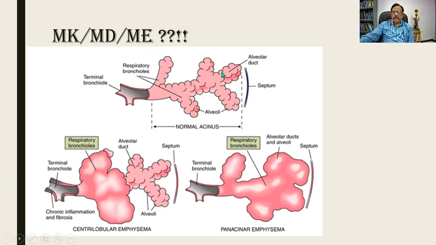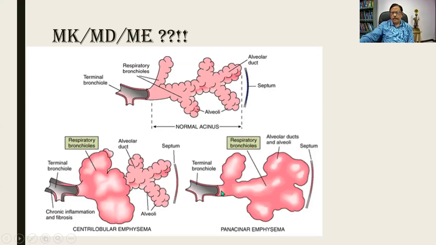So this is the normal terminal bronchiole, respiratory bronchiole, alveolar ducts, and sac. This is normal. Look at it. Compare it with the pictures below. Here the central part is distended. It is called centrilobular or centri-acinar. The proximal part is unaffected, the distal part is normal. Only the central part is affected. It is called centrilobular, associated with cigarette smoking.